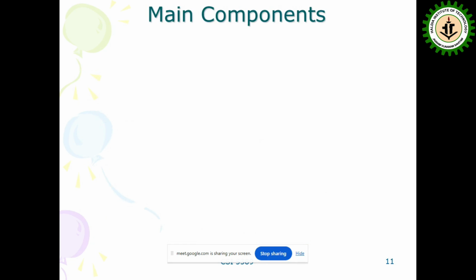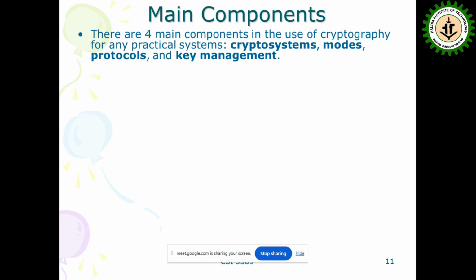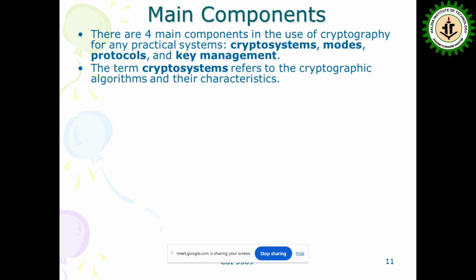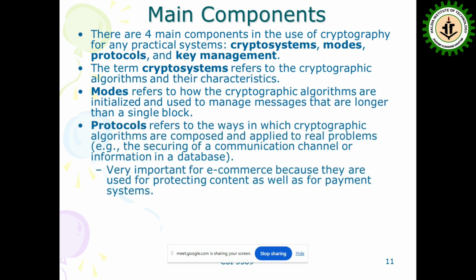Moving into the main components of cryptography. Cryptographic systems rely on four components. Cryptosystems, that refers to the cryptographic algorithms and their main characteristics. Then modes, which refers to how the cryptographic algorithms are initialized and used to manage messages that are longer than a single block.